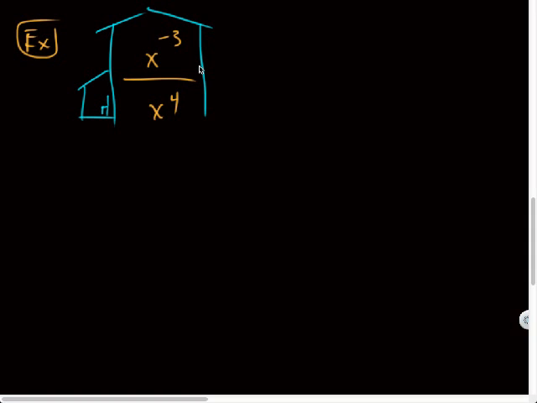Thoughts? The X downstairs is happy right now, right? That's true. The one upstairs is scared of heights or something. Now when I'm dividing 2 variables of the same base, what was our rule? What do we do with the exponents? We subtract them.